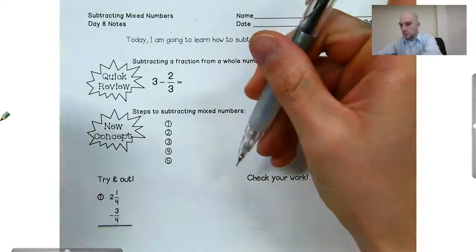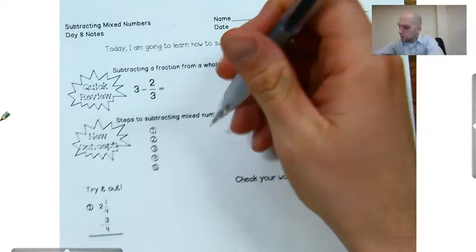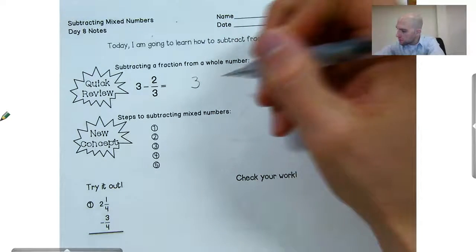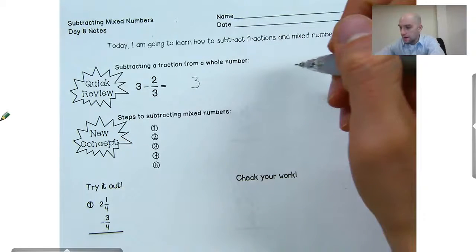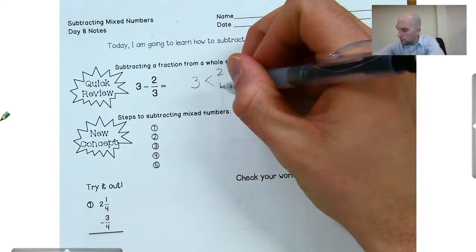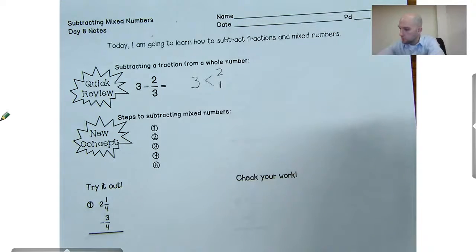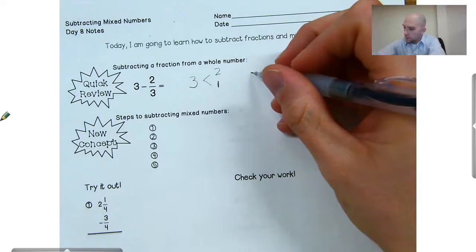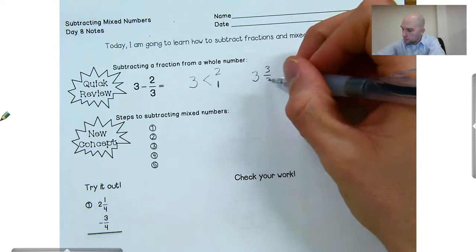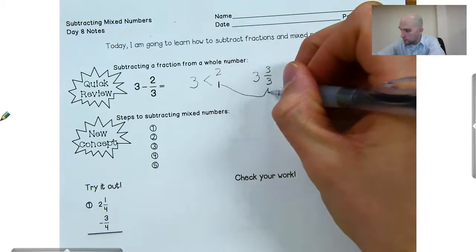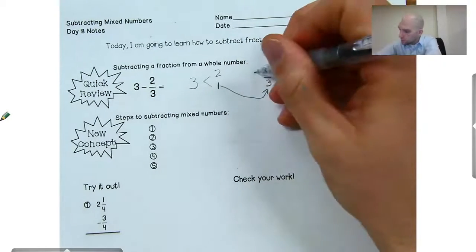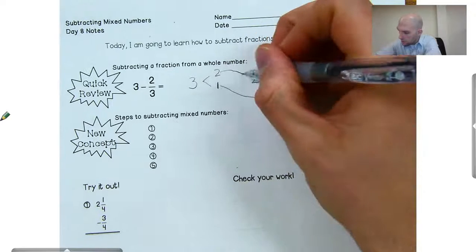And what I'm going to do is I'll take my 3. We have 3 minus 2/3. And I'm going to break my 3 up into 2 and 1. 2 plus 1 is 3. I have 2 and 3/3 because 1 is really 3/3, and my 2 goes right here.